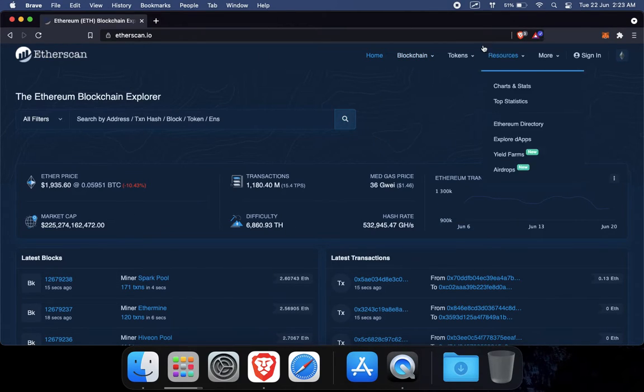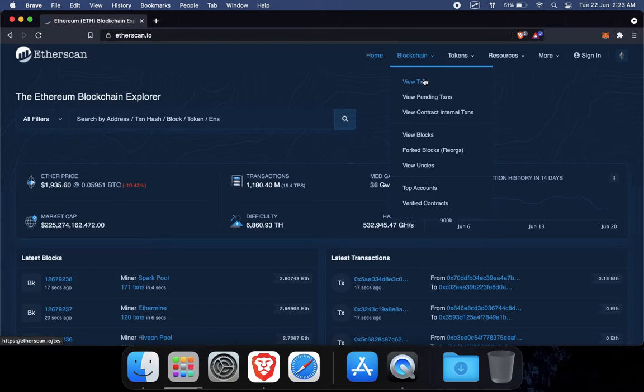Now this is the home page. You can actually go here under blockchain. You can actually view all the things that we looked at earlier, right? View individual transactions, pending transactions, contract internal transactions, which I'm not too familiar with. View the blocks which were created. Forked blocks, I'm not so familiar with.